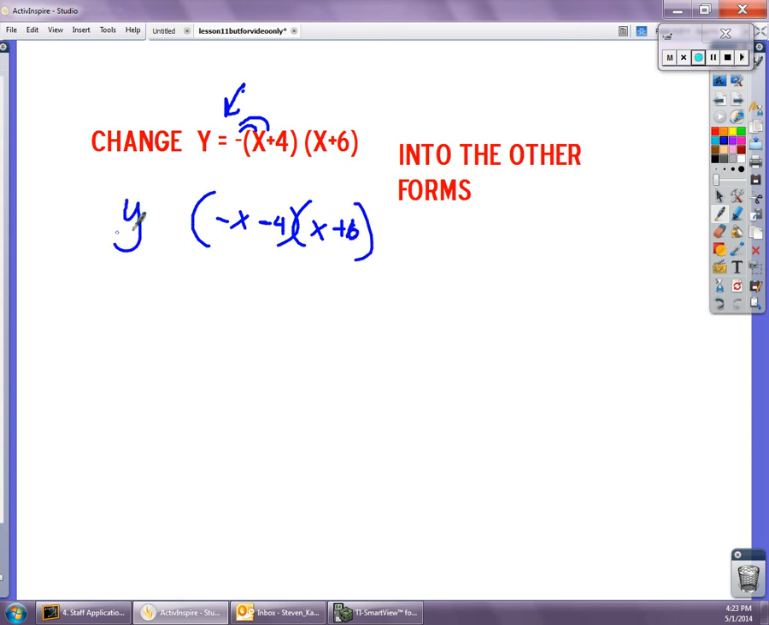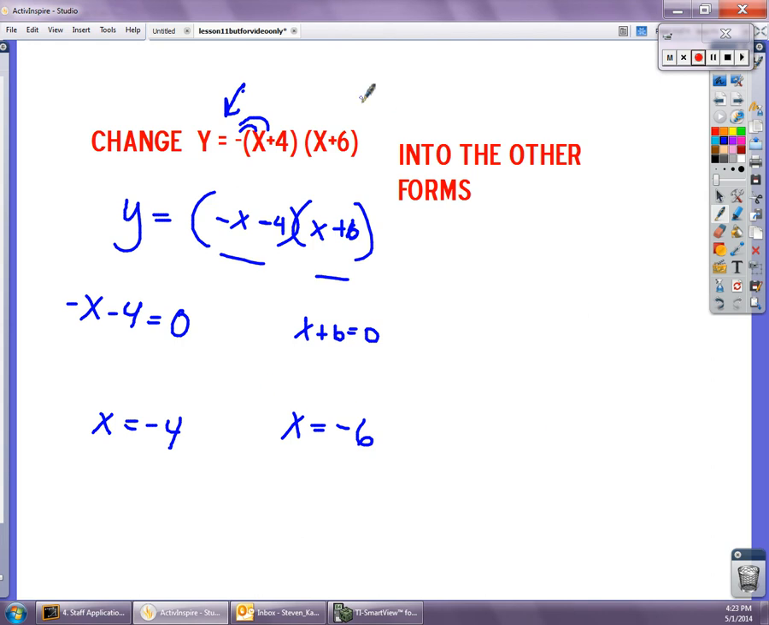And now that it's in factored form, I could find the x-intercepts if I wanted to. Remember, you can set each of these equal to 0 to find the 2 x-intercepts, or the 2 places where the parabola is going to hit the x-axis. So if you solve that, you will end up getting x equals negative 4. And if you solve this one, x plus 6 equals 0, you will get x equals negative 6.